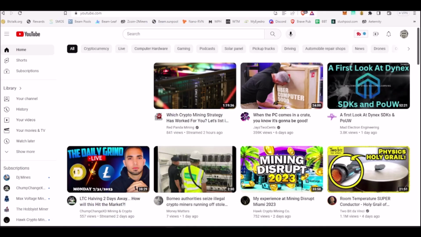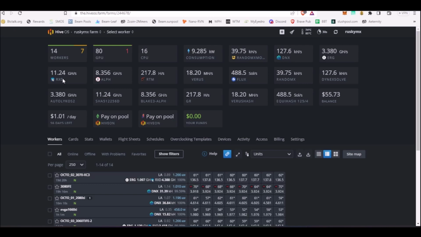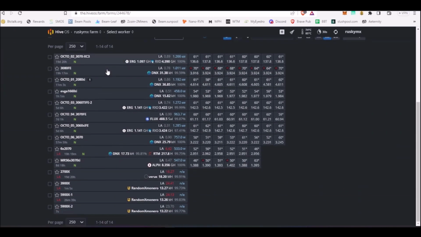Let's hop over in Hive. 3070s, triple mining Ergo, Radiant, and Zilliqa. 3080s are on Dynex. 2080 Ti's are on Dynex. 1660 Ti's are on Dynex. My two 3060 Ti rigs are both triple mining Ergo, Radiant, and Zilliqa.